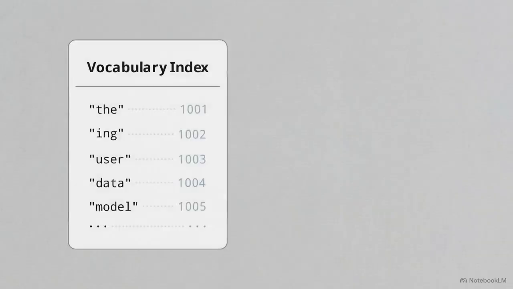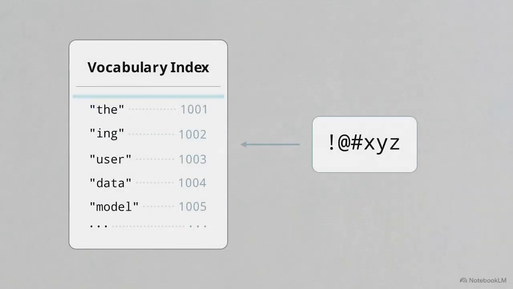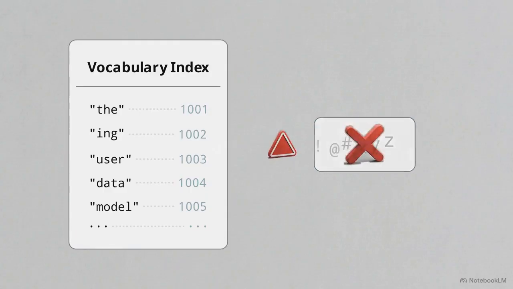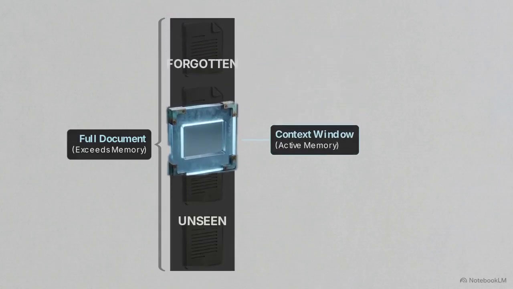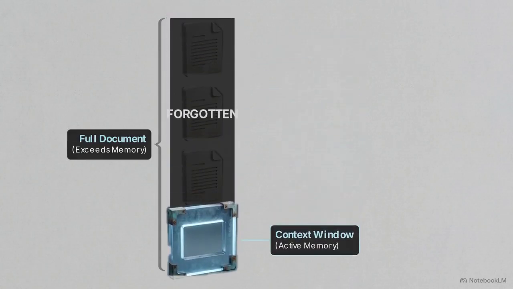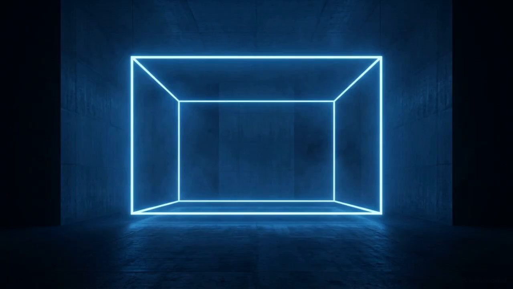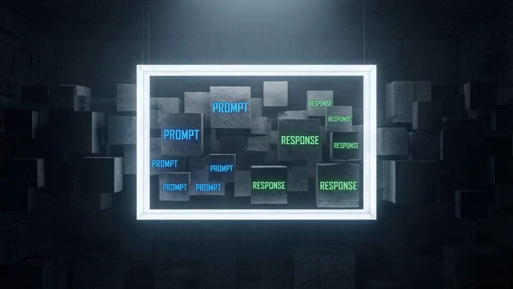That vocabulary index serves as the absolute boundary of the AI's comprehension. If a text chunk cannot be mapped to a number in that index, it simply does not exist to the machine. Once you understand how these tokens are created, you can see how they dictate the physical memory limits of the entire system. Every model has a context window. The context window is the strict maximum capacity of tokens the model can hold in its active memory at one time, combining both your input prompt and the machine's generated response.